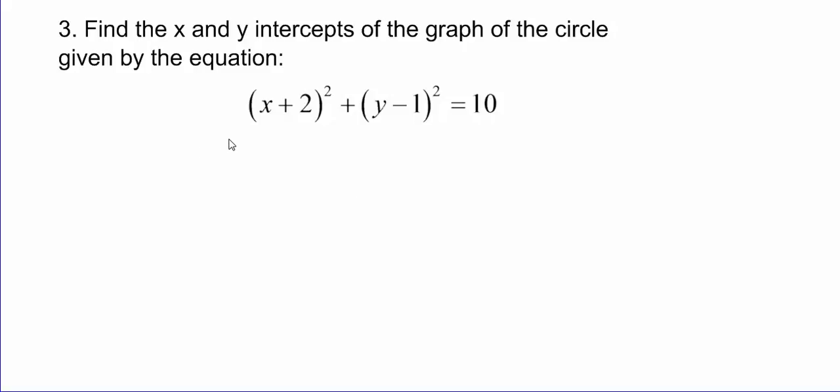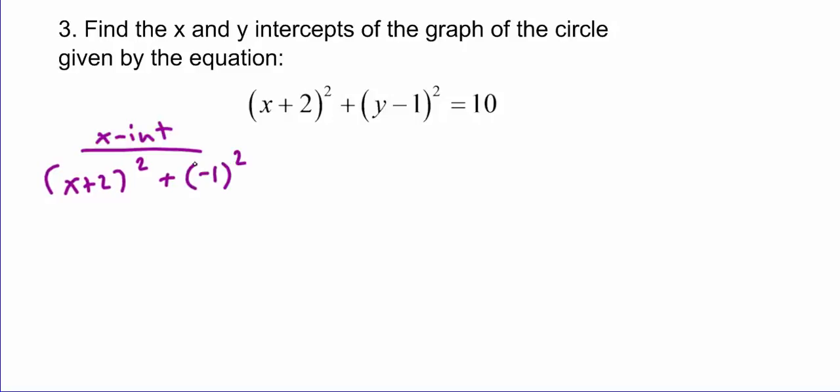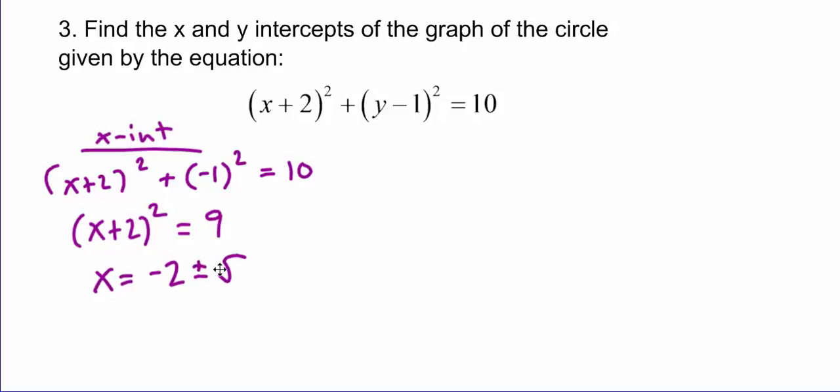We have to think about, well, what does an x-intercept mean? Well, an x-intercept means that my y value is 0. So to find the x-intercepts, I'm simply going to plug in 0 for y. So I'm going to have x plus 2 quantity squared plus negative 1 squared equal to 10. I went ahead and just plugged in 0 for y. All right, let's start solving this thing. So x plus 2 squared is going to equal 9 once we subtract that 1 from each side. And if I take the square root and subtract 2, I'm going to get x is equal to negative 2 plus or minus 3 for my x-intercepts.